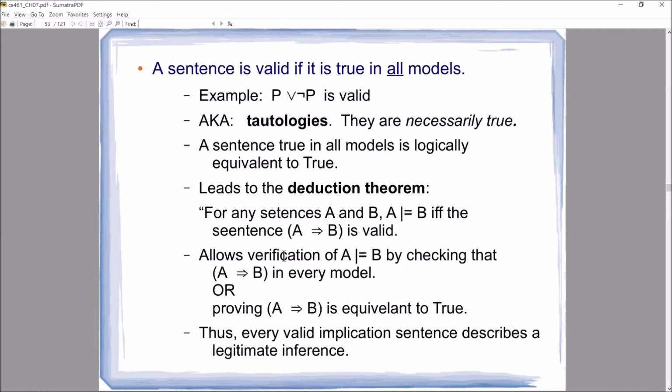So if you can do either of those two things, then you can verify that A entails B, right? If in every model, in every possible world, A implies B, then that means that A entails B. Or if you can prove that A implies B is logically equivalent to true, then that would mean that B is entailed by A. So what that basically means is that every valid implication sentence describes a legitimate inference.